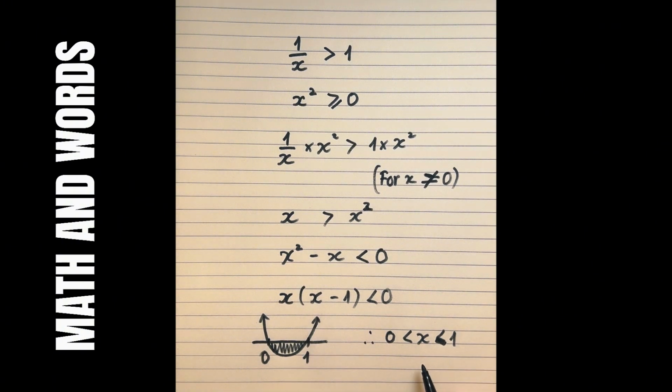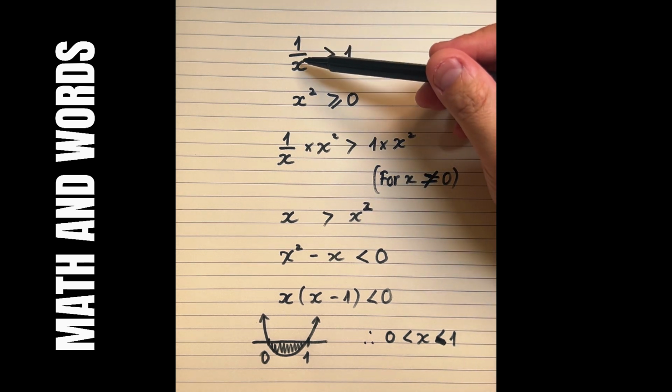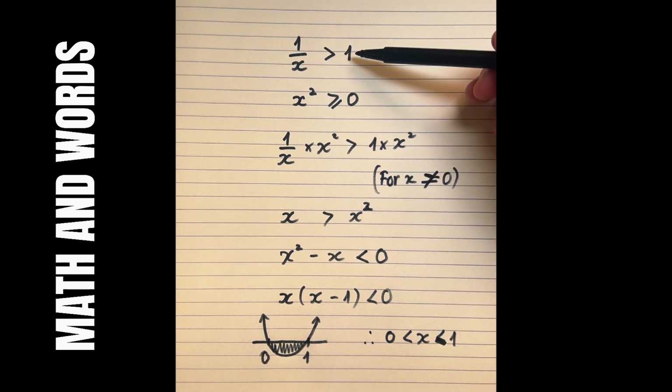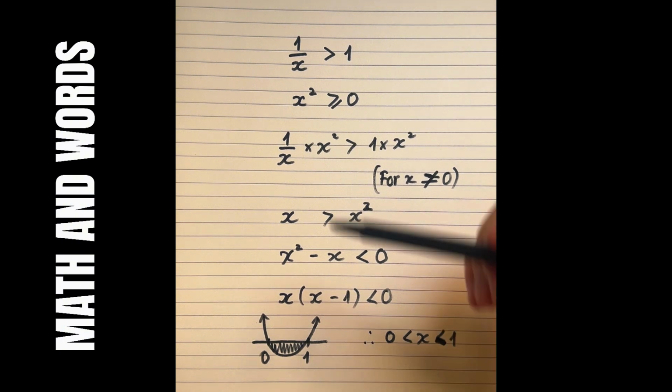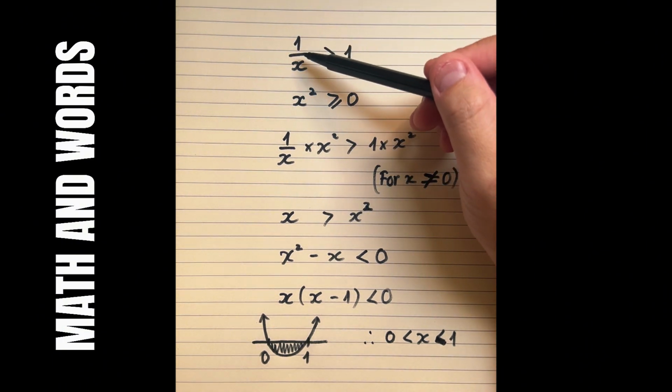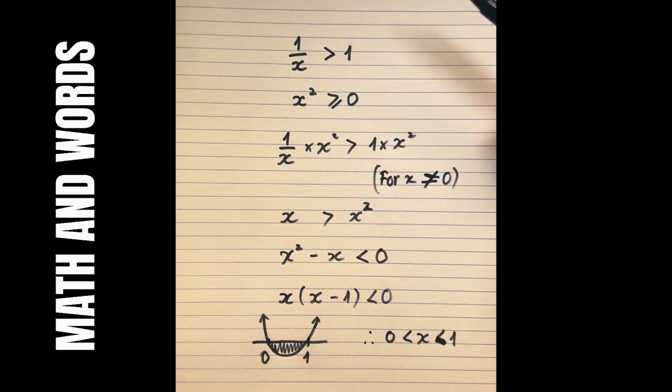Now, if you test any value of x in between 0 and 1, let's say 0.5, and you plug it in here, 1 divided by 0.5, you have 2. 2 is greater than 1. Or if you plug in 1 over 3 in here, then 1 divided by 1 over 3, you have 3. 3 is greater than 1.